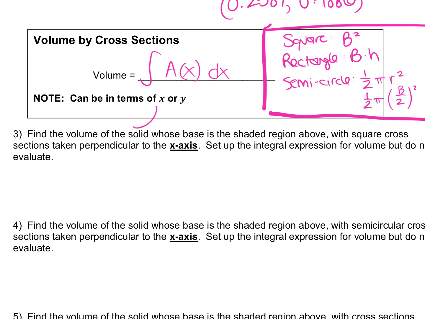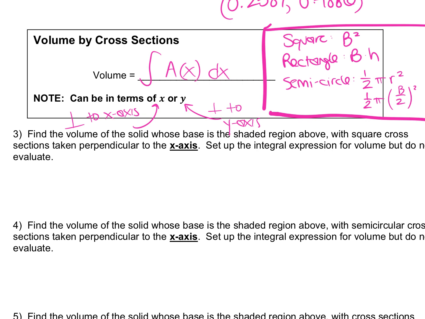If you are doing this in terms of x, then your cross section has to be perpendicular to the x-axis. If you are going to do this in terms of y, your cross section has to be perpendicular to the y-axis. And that's going to be kind of our key to knowing whether we integrate this in terms of x or in terms of y.